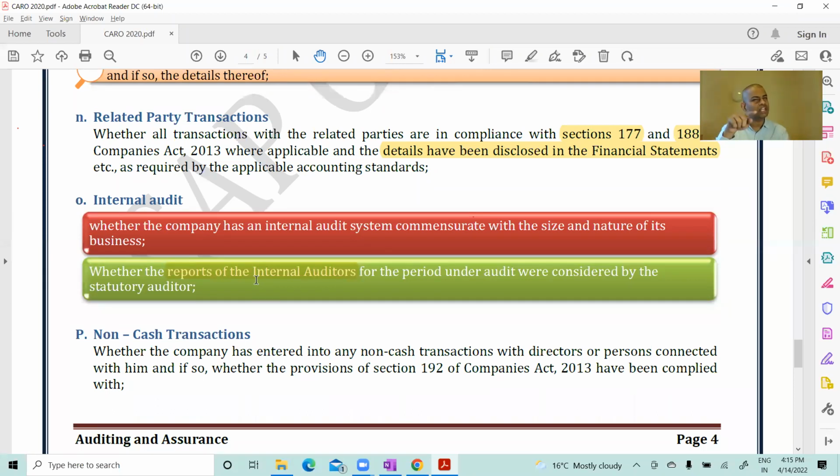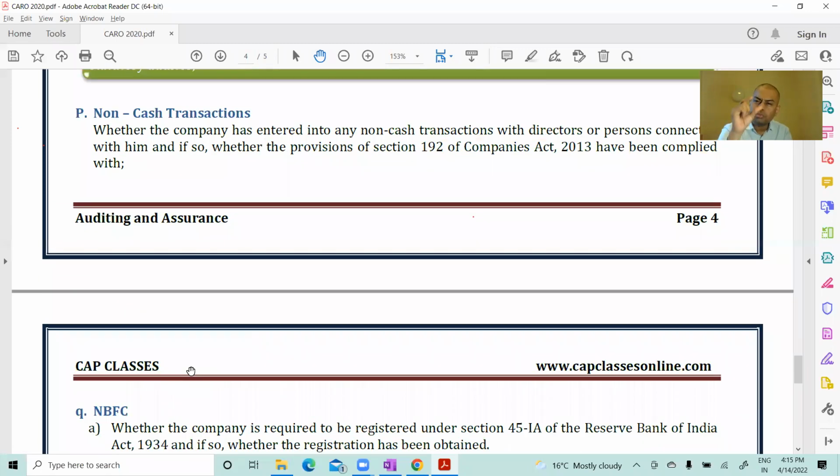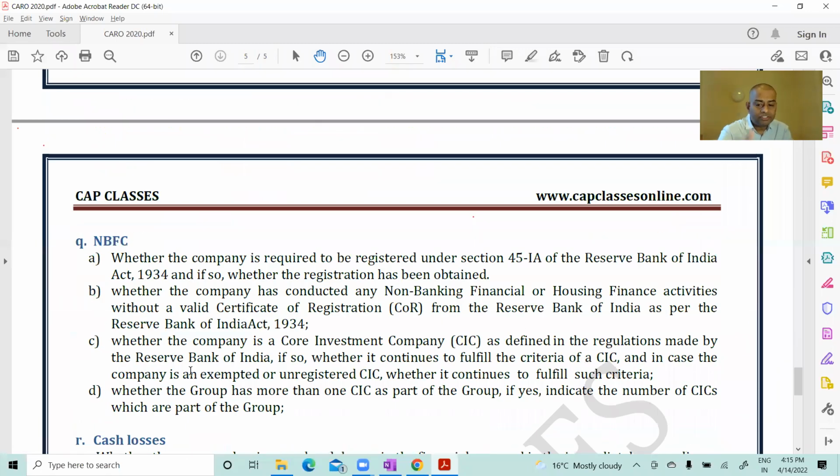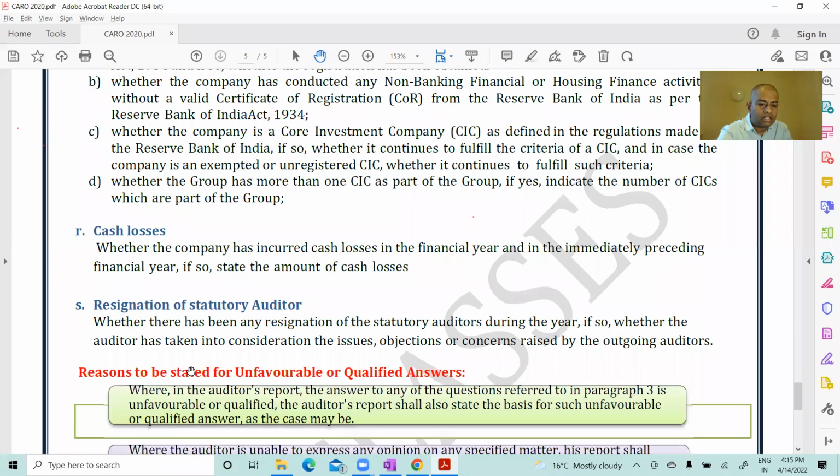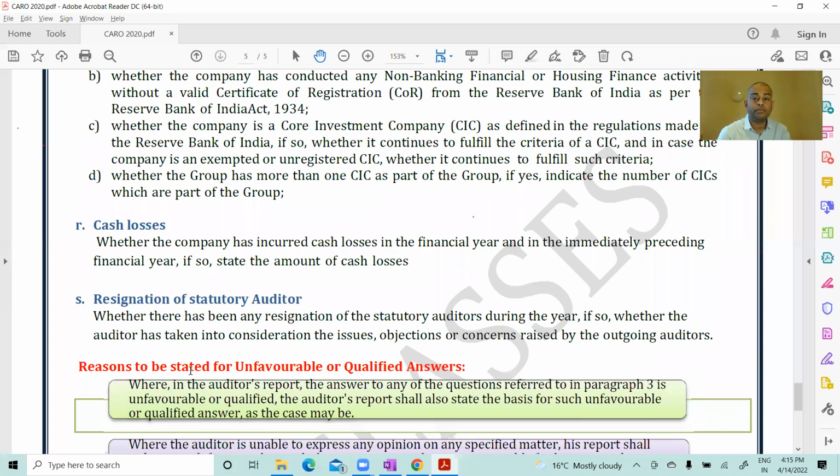Non-cash transactions, Section 192 of the Companies Act 2013, this is there in the old CARO also, nothing new, small point. NBFCs, this is also a small point. Cash losses, this is also an old point. Now, resignation of statutory auditor, put a star mark, very, very, very important, especially for final.